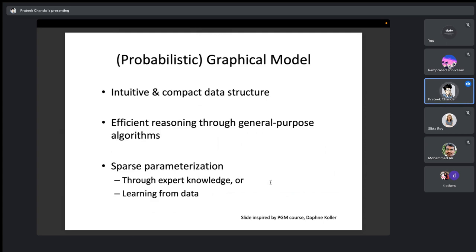And so a graphical model provides you an intuitive and compact data structure. The other one is that you get efficient reasoning through general purpose algorithms. Also you have sparse parameterization, because if you have expert knowledge, you probably don't need to learn too many weights. And learning from data can also help you further. If you already learned a model and then apply probabilistic graphical models on top of that, then you don't need that many parameters.